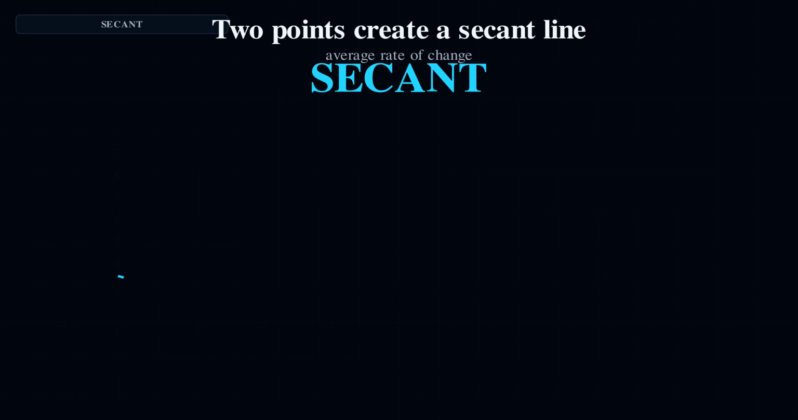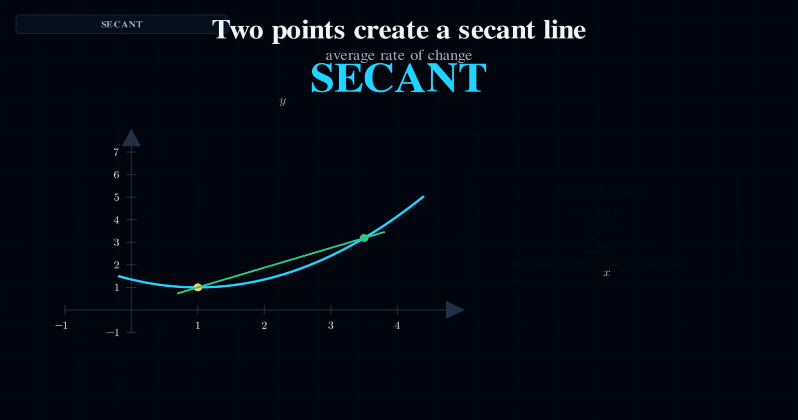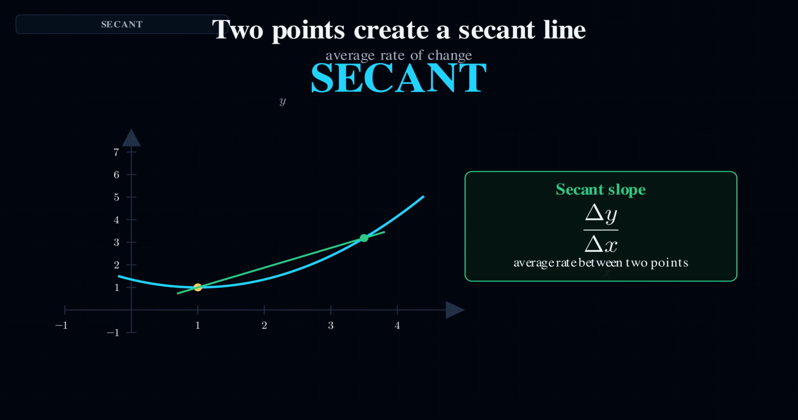Start with 2 points on a curve. A line through 2 points is called a secant line. The secant line has a slope. That slope is average rate of change. It compares output change with input change. So before we can understand the derivative, we must understand the secant line. The secant is our starting tool. It is not the derivative yet. It is only the average slope between 2 points.